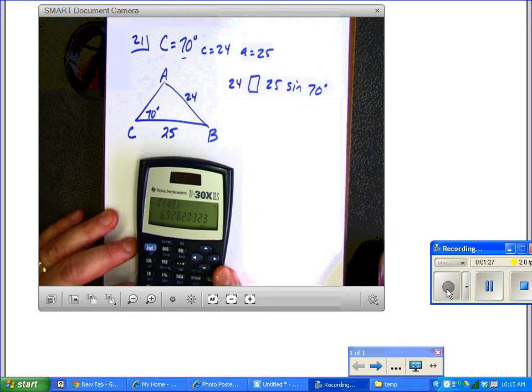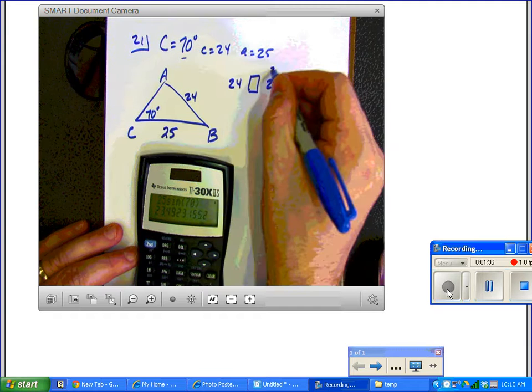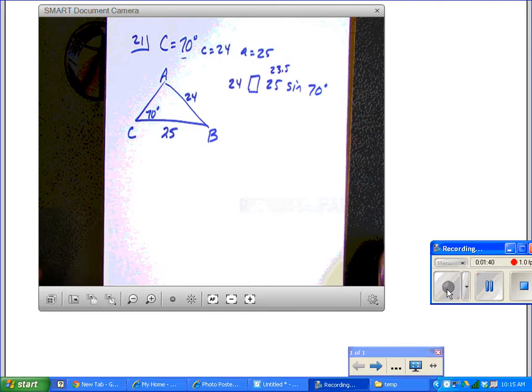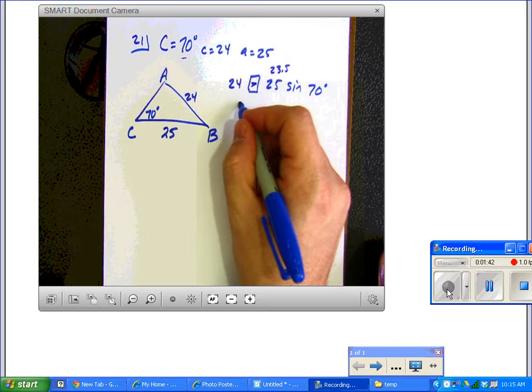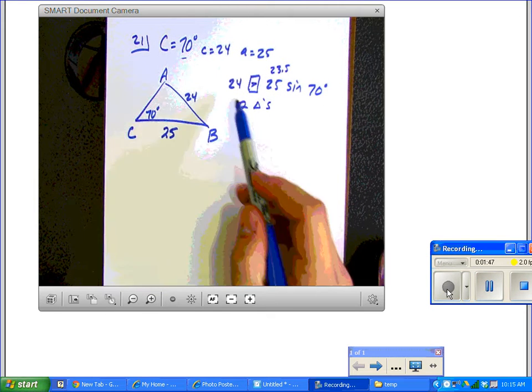And please be less than. Please be less than. Dang. Yay, two triangles. Because it's greater than, it's two triangles.